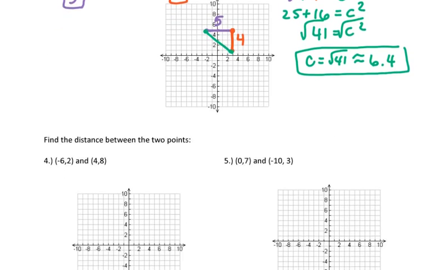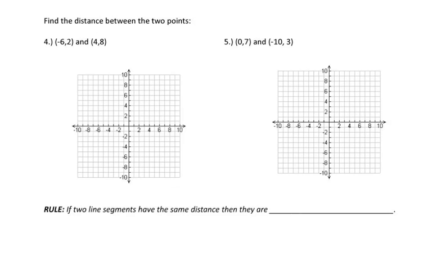All right, so let's go down here. So this time it's not going to lead us to that. We're going to have to kind of draw in our triangle ourselves. So on number 4, we're drawing -6, 2 as a point and 4, 8 as a point. And I would go ahead and just connect that once you have your 2 points. And now what we're going to do is draw in a triangle. You can draw it above or below. We'll go below this time since last time we went above, but it doesn't matter.